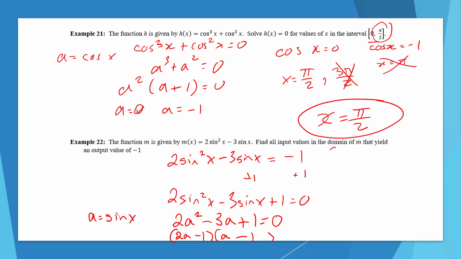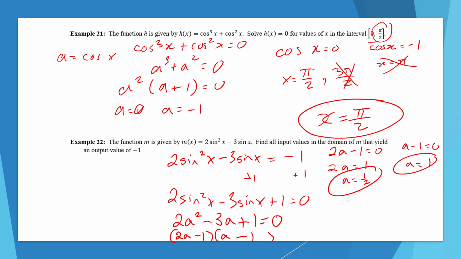So there we should get 2a minus 1 equals 0 and a minus 1 equals 0. Solving both equations, you should get a to be 1/2 and then a to be 1 there. Knowing that a is sine of x, I'm going to take those equations and work on this side here. So just moving those over to this side, we have sine of x equals positive 1/2. And then we also have sine of x equals 1.